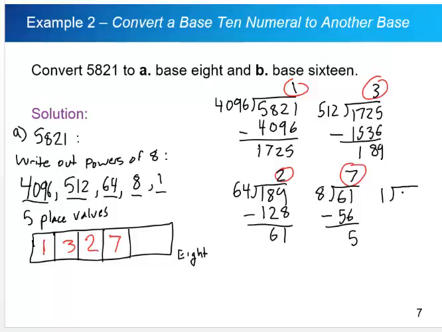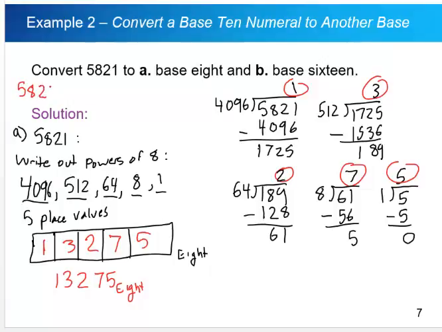Okay, and finally it's a silly question, but we have to do it for completeness. How many 1s go into 5? Obviously 5. 5 times 1 is 5, and we're left with nothing. So that makes our final answer 13275 base 8. So in other words, 5,821 is 13275 base 8.